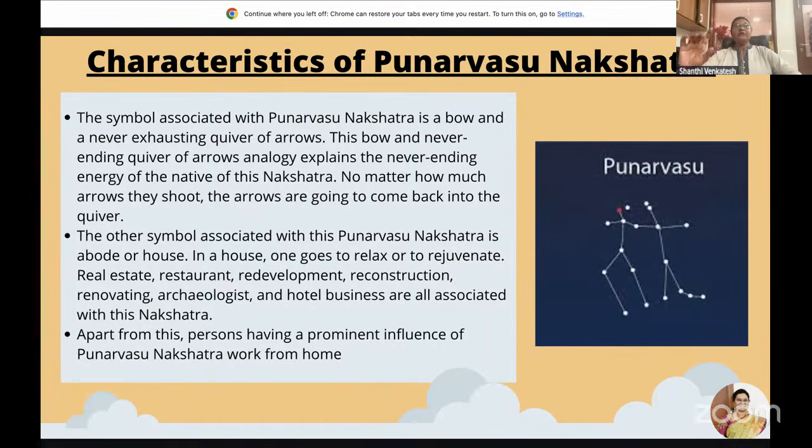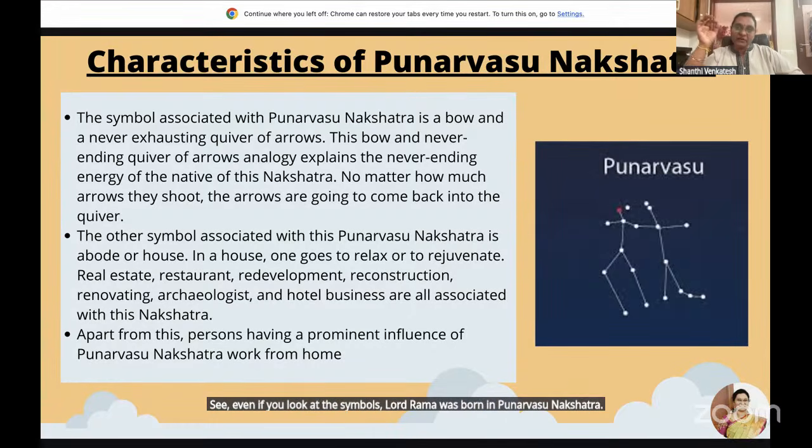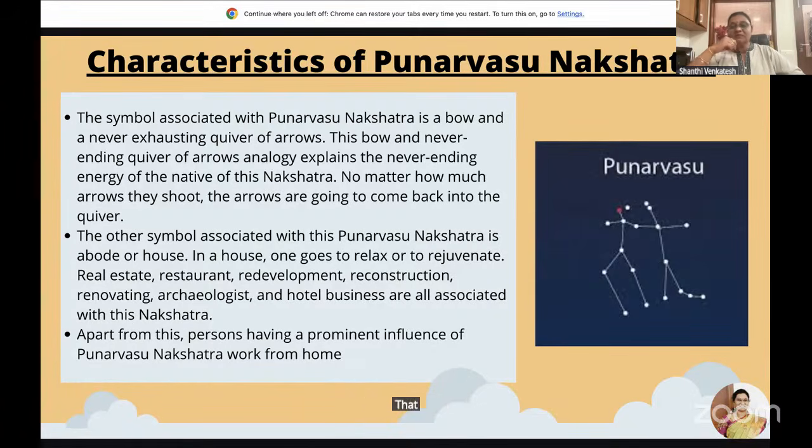See, even if you look at the symbols, Lord Rama was born in Punarvasu Nakshatra. Whenever you look at the picture of Rama, you see him carrying a bow and a quiver of arrows. That is the symbol of Punarvasu Nakshatra. And another symbol for this is the house or an abode.